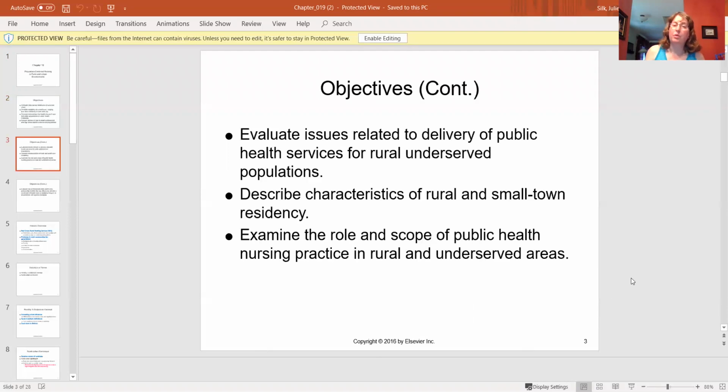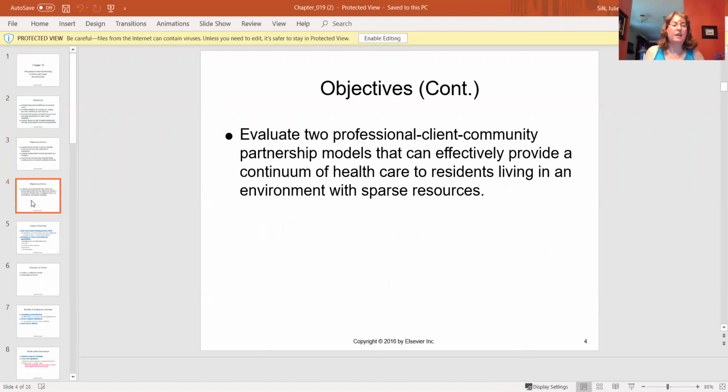We also want to evaluate issues related to delivery of public health services for rural underserved populations. We're going to describe characteristics of rural and small town residency. And then we're going to examine the role and scope of public health nursing practice in rural and underserved areas. And then the last thing is to evaluate two professional client community partnership models that can effectively provide a continuum of health to residents living in an environment with sparse resources.